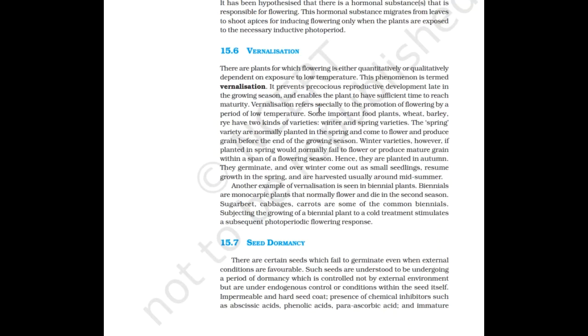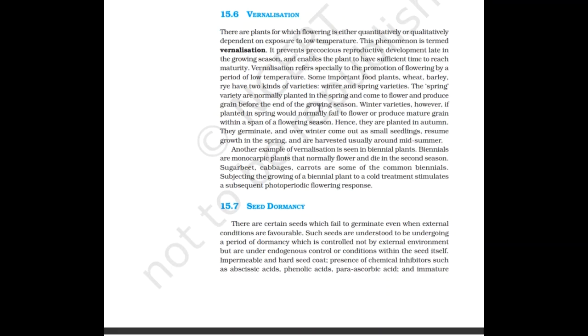Let us see the vernalization. There are plants for which flowering is either quantitatively or qualitatively dependent on exposure to low temperature. This phenomenon is termed as vernalization. It prevents precocious reproductive development late in the growing season and enables the plant to have sufficient time to reach maturity. Vernalization refers specially to the promotion of flowering by a period of low temperature.